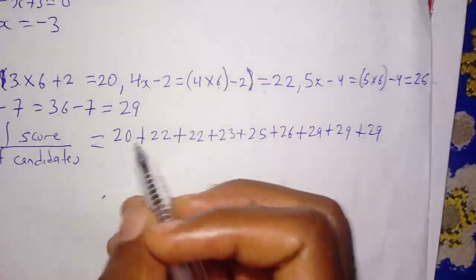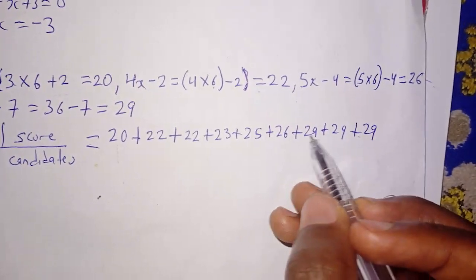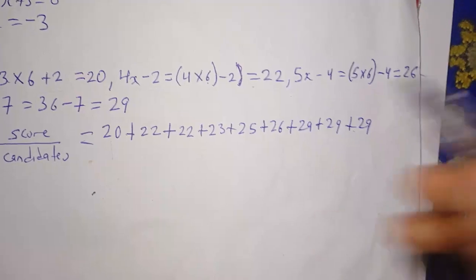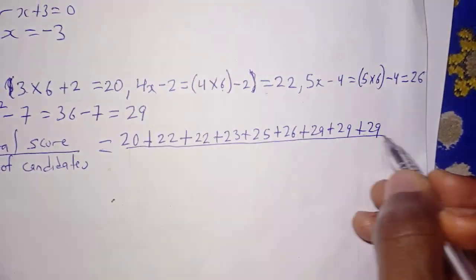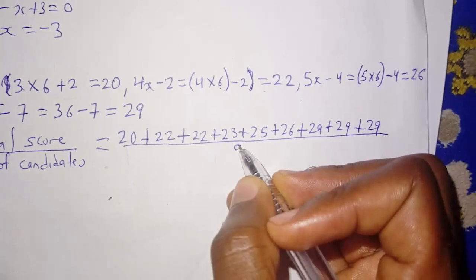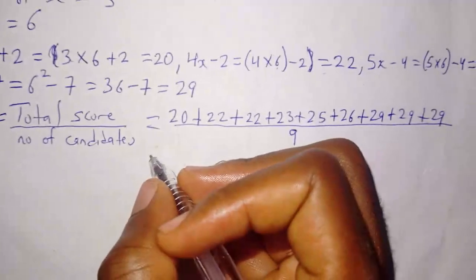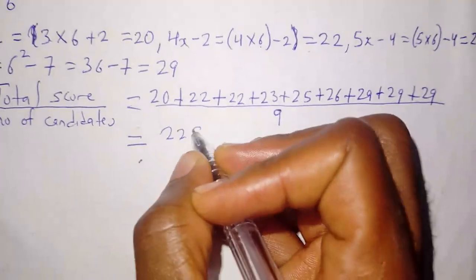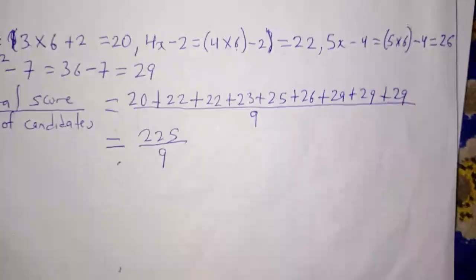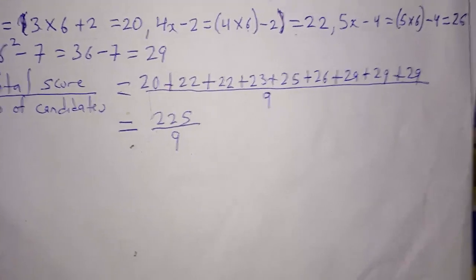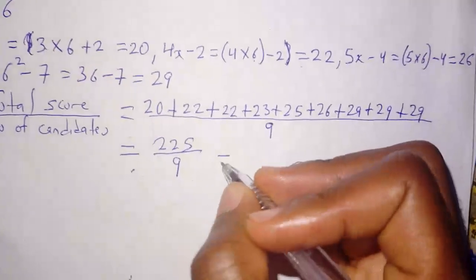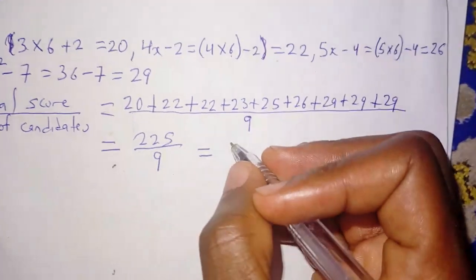And you see these are the 9 scores: 1, 2, 3, 4, 5, 6, 7, 8, 9. So these are the 9 scores. Then over how many candidates do you have? Just the number I counted now, 9. So you have 9 candidates. So the mean score is now going to be equals to, when you add all these numbers, that should give, I think, 225 over 9. So adding all the numbers will give 225 over 9, which will make your mean score to be equals to, I think that's 25.